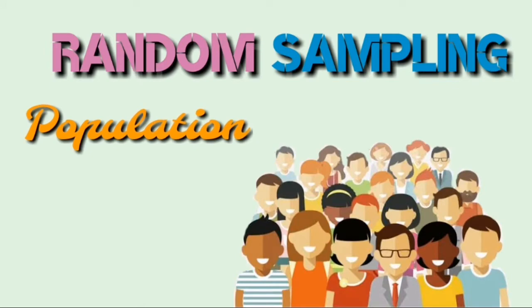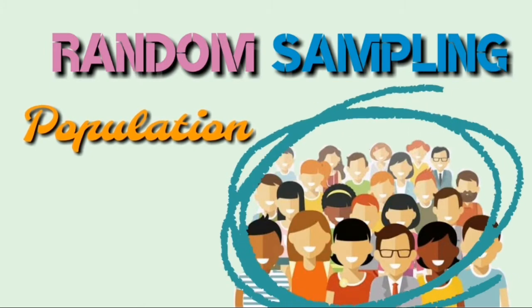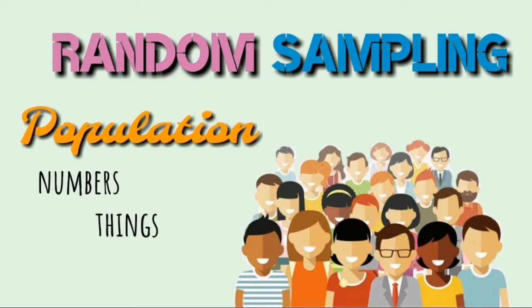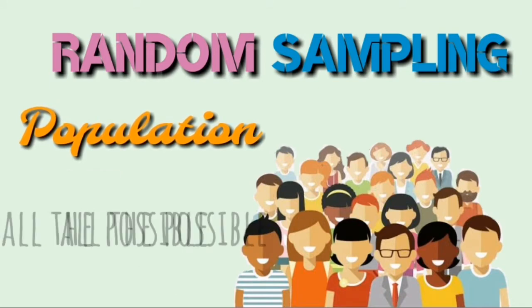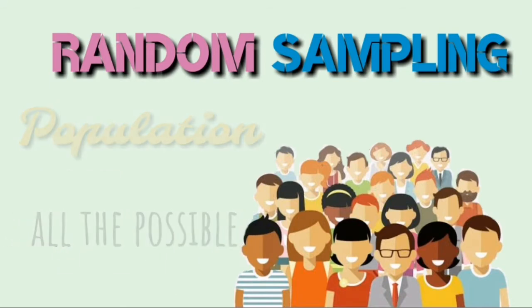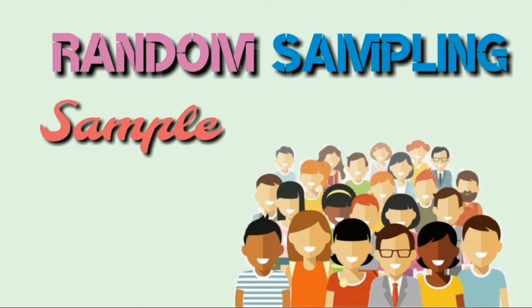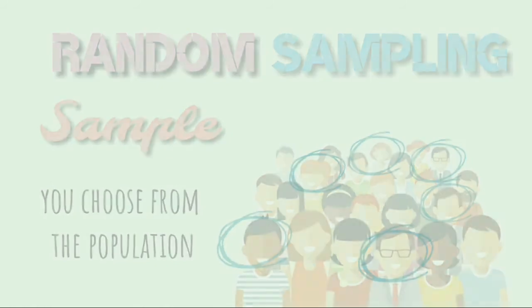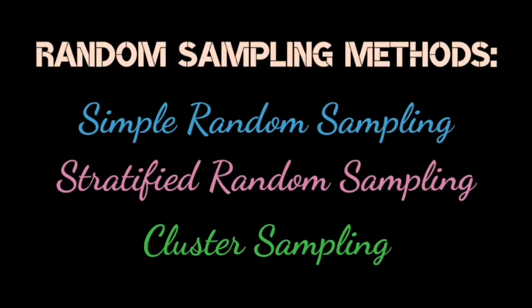Random sampling uses specific words for certain things. Population means every possible choice. Whether you're choosing numbers, things, or people, population means all the possible things I could choose. Sample, logically enough, means the thing or things you choose from the population to study. The following are commonly used random sampling methods.